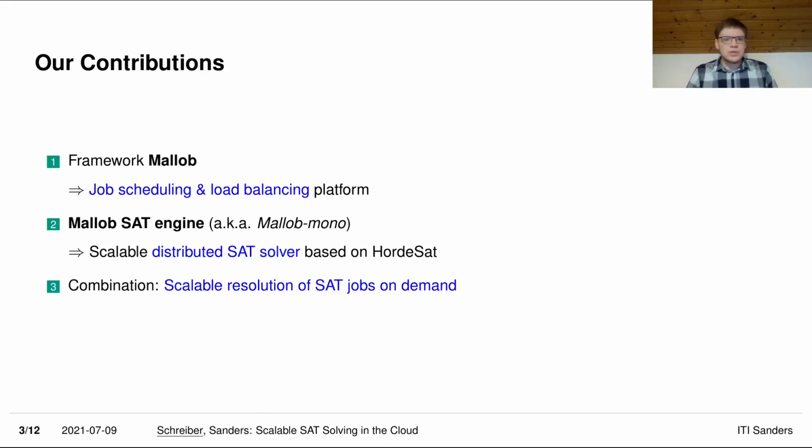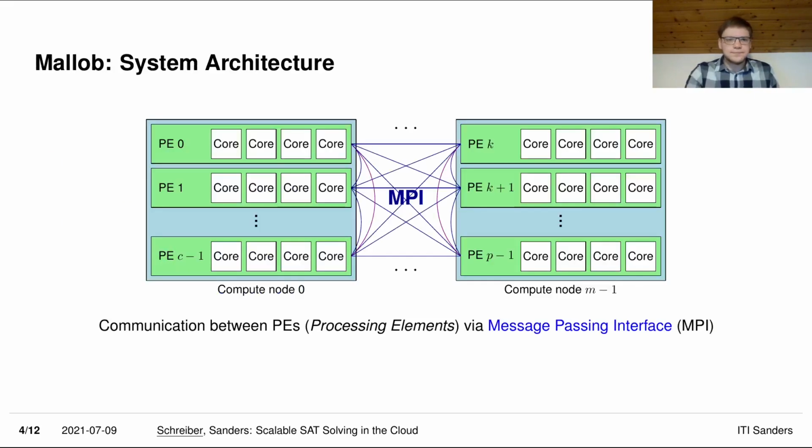Our contributions are the following. First, we outline the framework Mallob for job scheduling and load balancing in the context of SAT solving. Secondly, we introduce the Mallob SAT Engine, also known as Mallob Mono from the competitions. This is a scalable distributed SAT solver based on Hordesat. Then we combine these two to obtain a system for the scalable resolution of SAT jobs on demand.